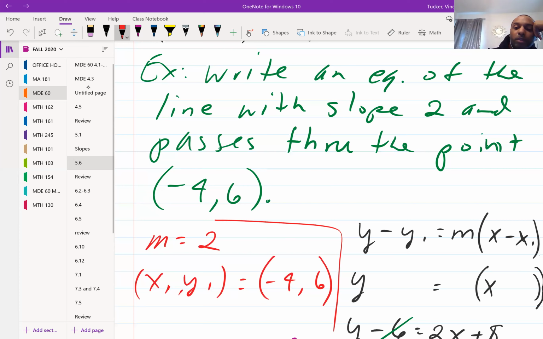Now we're going to look at our formula, which is right here: y minus y1 equal to m times x minus x1. We're going to plug in what we know. So 6 is y1. m, our slope, is 2. And then x1 is -4. So be careful, make sure you don't lose a negative.